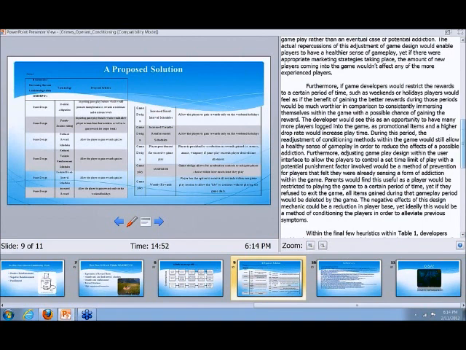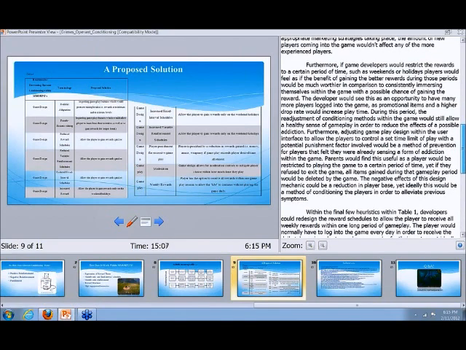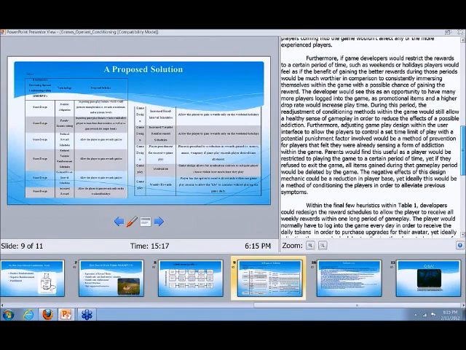Adjusting gameplay design within the user interface to allow the players to control a set time limit of play, with a potential punishment factor involved, would be a method of prevention for players that felt they were already sensing a form of addiction within the game. Parents would find this useful, as a player would be restricted to playing the game for a certain period of time, yet if they refused to exit the game, all items gained during that gameplay period would be deleted by the game. The negative effects of this design mechanic could be a reduction in player base, yet ideally this would be a method of conditioning the players in order to alleviate previous symptoms.